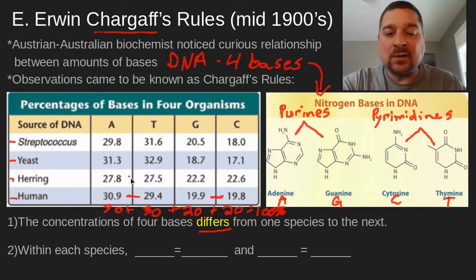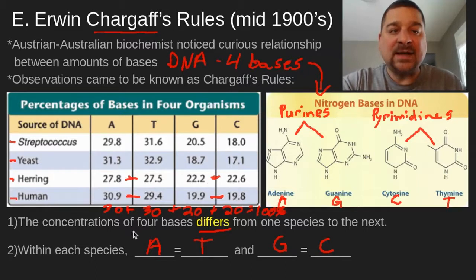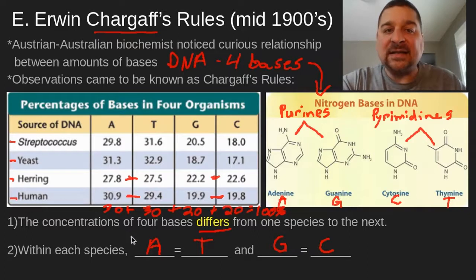He noticed that there always seemed to be about the same amount of A, or adenine, as there was thymine, or T. And there was always about the same amount of guanine as there was cytosine. And he didn't quite know what to make of this other than he found this out and he published these results. When Watson and Crick would see this, that would be critical in putting together that final structure of DNA.